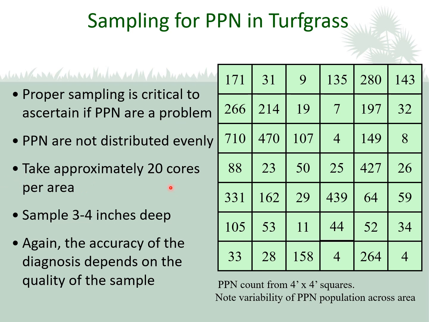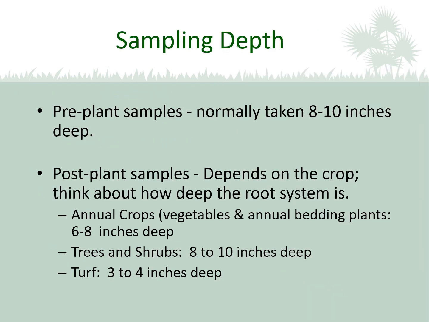This is why you need so many core samples, recommending 20. And this is turf, so you're sampling 3 to 4 inches deep. And again, accuracy depends on quality. When sampling for nematodes, it's important to sample where most of the nematodes are. Failure to do so will dilute the sample and make an inaccurate diagnosis.